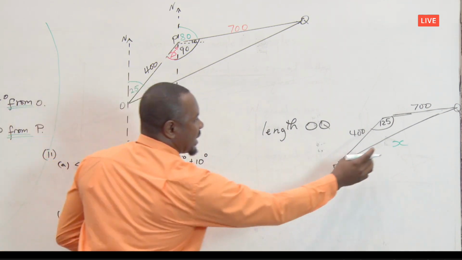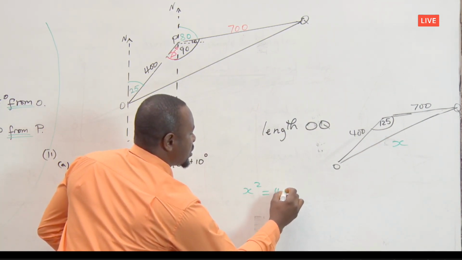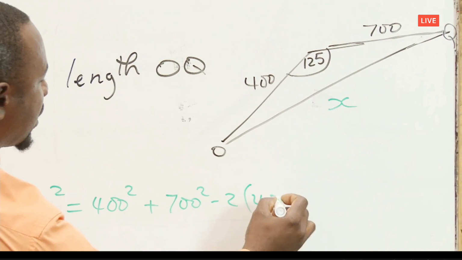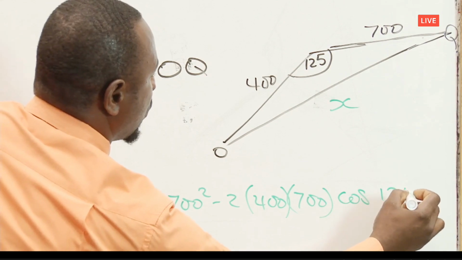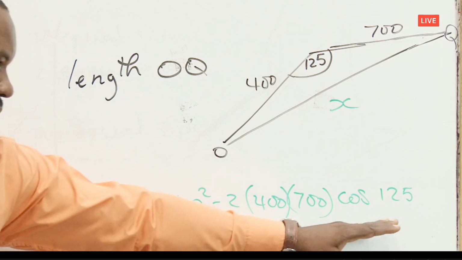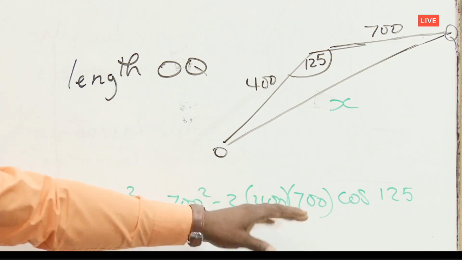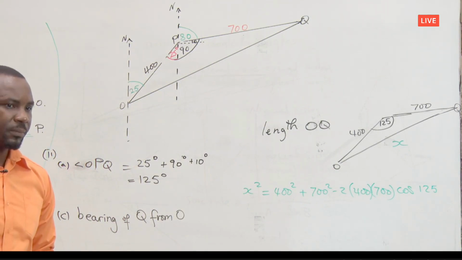So the cosine rule, we're taking this to make it the subject. So x squared equals 400 squared plus 700 squared minus 2 times 400 times 700 cosine of 125. We would have already looked at how to simplify this in stages, but with my calculator, I'm going to shorten some of the steps. I will add these two first, I will multiply here, and then I will put the cosine of 125. So you can follow or you can try.